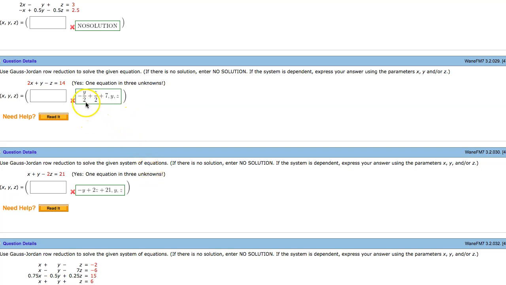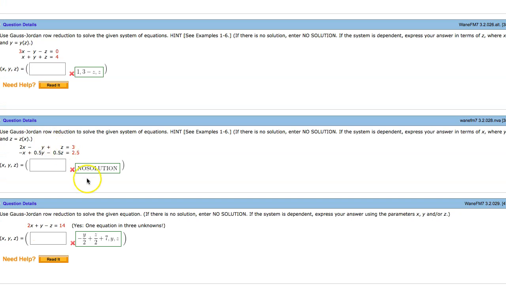Like here, if you solve for x in terms of y and z, you subtract over, and get 14 plus z minus y, but then divide everybody by 2, and you'll get 7 plus z over 2 minus y over 2. Now y is just y himself, and z is just z himself.